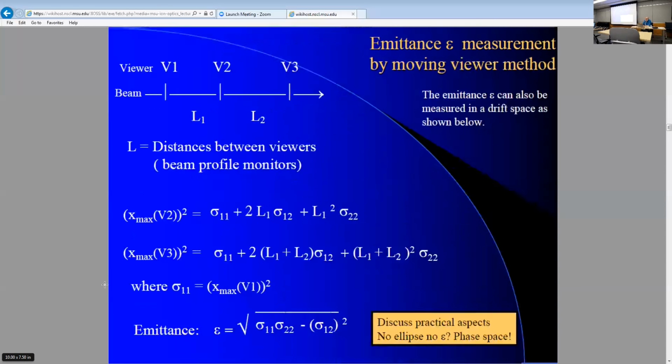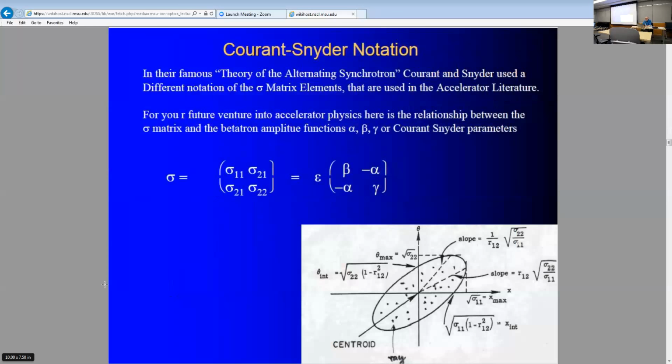So one more remark to this. You know now that the sigma matrix describes the ellipsoid. In the famous theory of the alternating gradient synchrotrons by Courant and Snyder, they dealt, of course, with ellipses too, but they gave it a different name, the so-called twiss parameters or Courant-Snyder parameters. You may have heard about them.